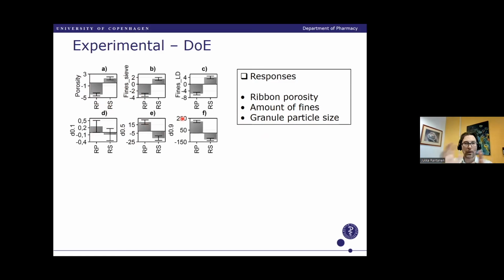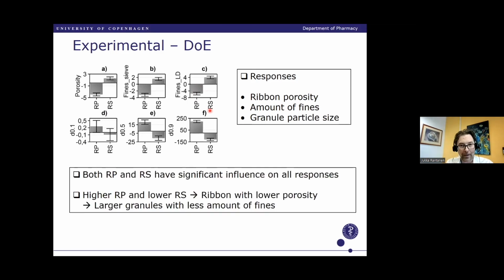So these DOE results can help you in understanding how changing process parameters will affect the properties of the granules. And this knowledge is something that we should translate into the use of PAT instruments. So we would like to measure these parameters, and this is a summary of these findings. Roll pressure and roll speed have a significant influence on these responses. And these we can then control by measuring these properties with NIR.